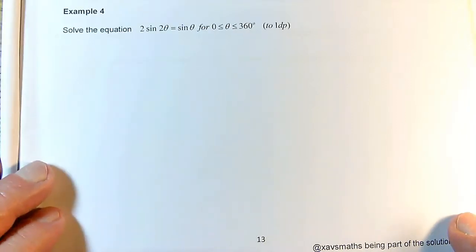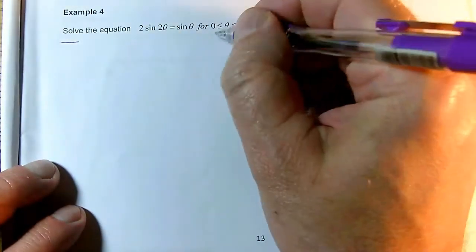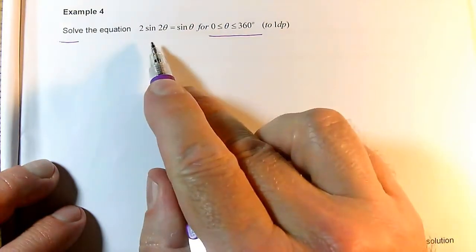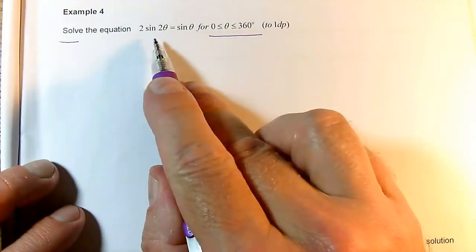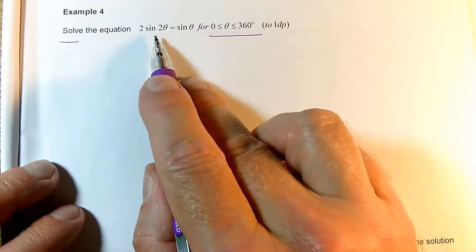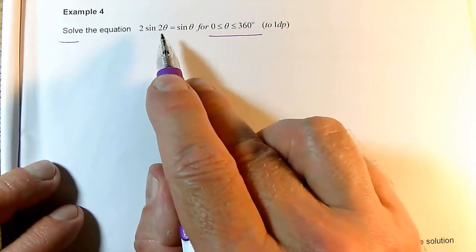Okay, we've got a lovely trig thing to solve. We're solving an equation, we've got an interval to solve it on. Now it's got a sine of 2 theta and also a sine of theta. These don't match. So therefore I'm going to have to deal with the sine of 2 theta.